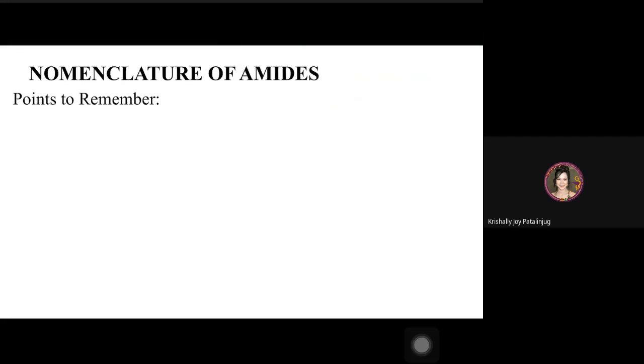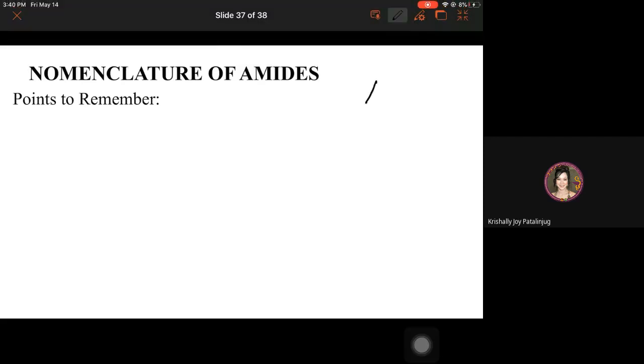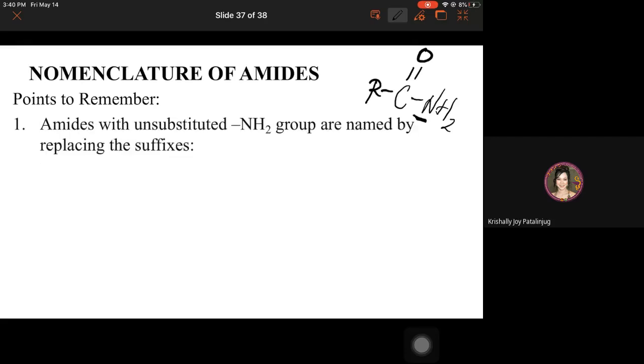Sige, let's have the amides. Amides is our carbon, double bond, O then nitrogen. May it be NH2 or kaning duha ka H, may himog R group, etc. Basta naa siya directly bond to nitrogen. Okay? So, amides. So, with unsubstituted first, amides with unsubstituted amino group. Meaning, puros ra H. Okay? Ang naka-attach sa N group.